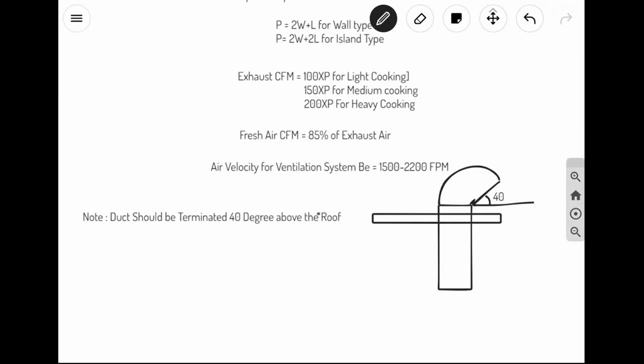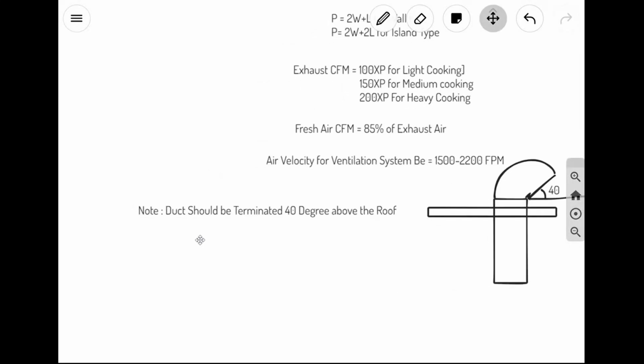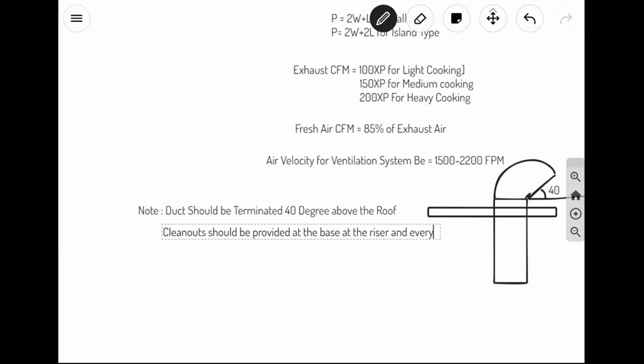Next, clean outs should be provided at the base of the riser and every 20 feet of the duct. Cleanouts are nothing but access doors to the ducts. Where effluents are more, more greasy particles settle on the duct, so to clean that we use them.